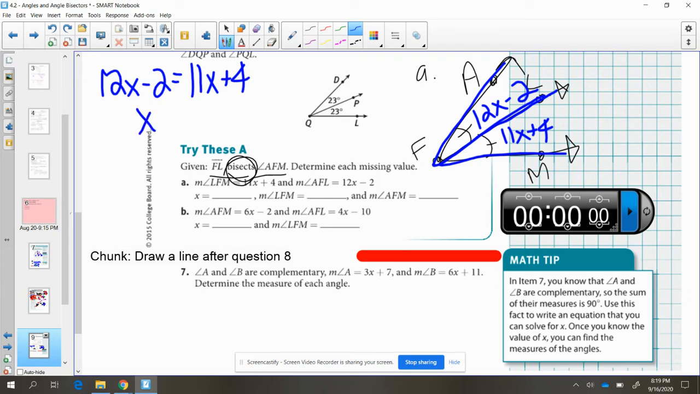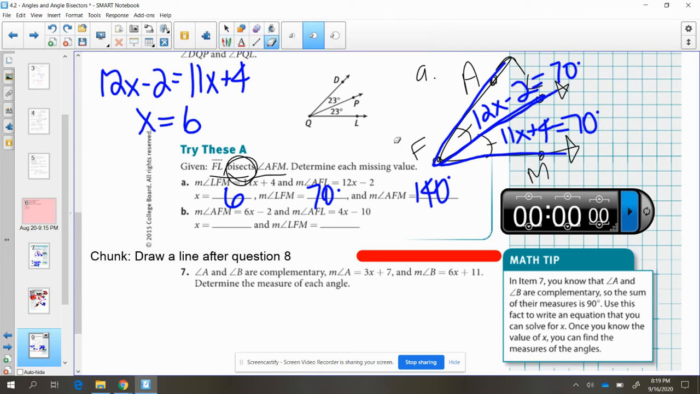And if we subtract 11x from both sides and add 2, we get x to be 6, which means if we plug this back in, LFM is 11 times 6 plus 4, which is 70 degrees, which means this is also 70 degrees, and the entire angle AFM is 140 degrees.